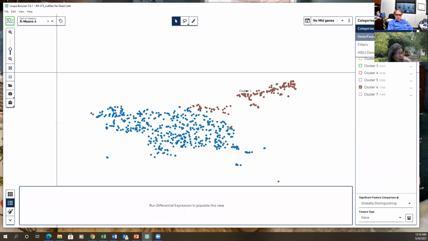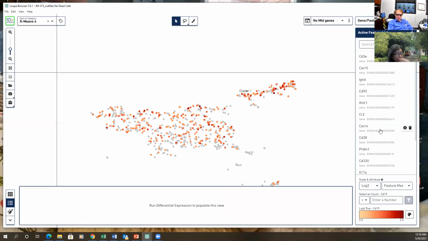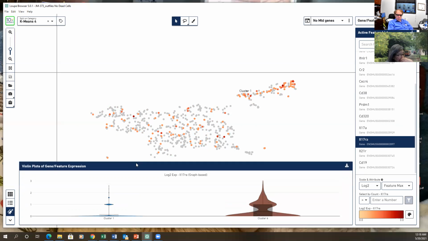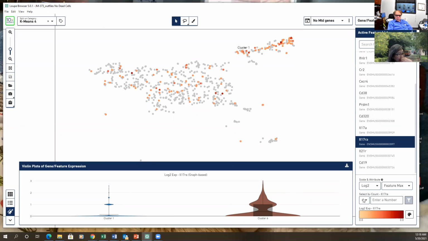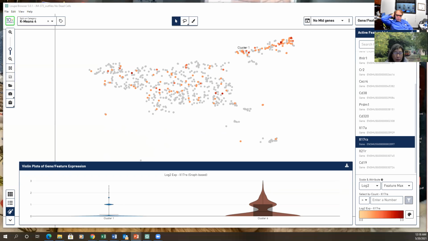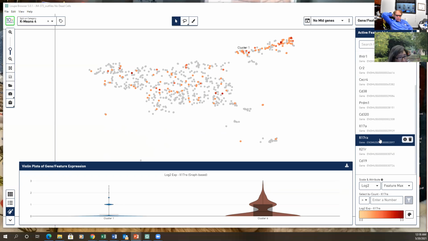Now, I think we want IL-17. All right, so this is IL-17. I forget what the other ones were. It's on the video, but right. So IL-17 looks pretty good there, pretty high. Yeah, so it's very specific to that. That is true.